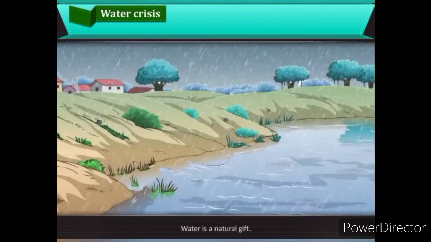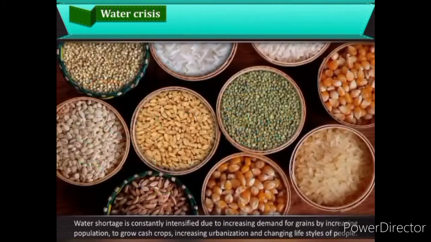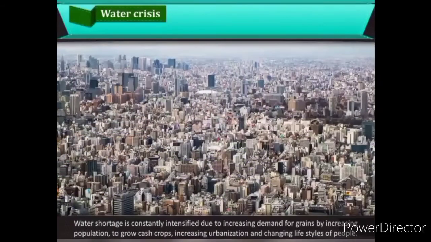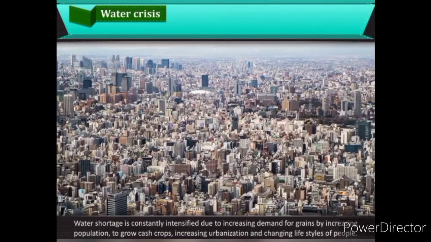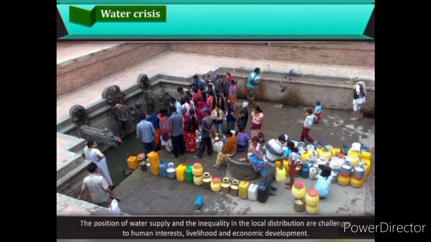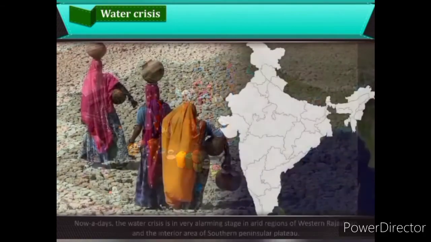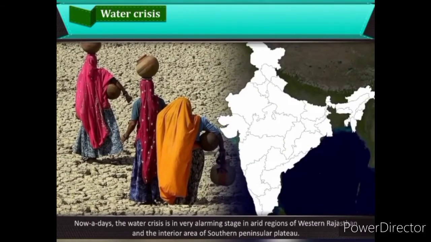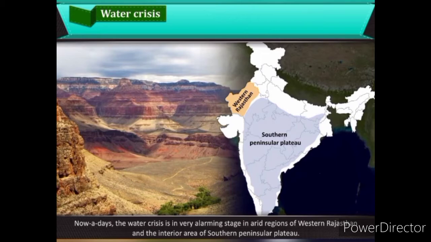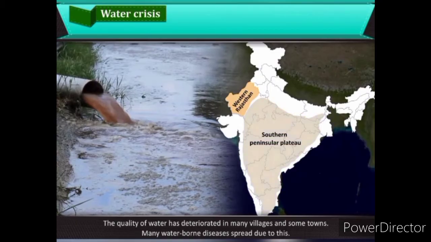Water crisis. Water is a natural gift. Water shortage is constantly intensified due to increasing demand for grains by increasing population, to grow cash crops, increasing urbanization and changing lifestyles of people. The position of water supply and the inequality in local distribution are challenges to human interests, livelihood, and economic development. Nowadays, the water crisis is at a very alarming stage in arid regions of western Rajasthan and the interior area of southern Peninsular Plateau. The quality of water has deteriorated in many villages and some towns.